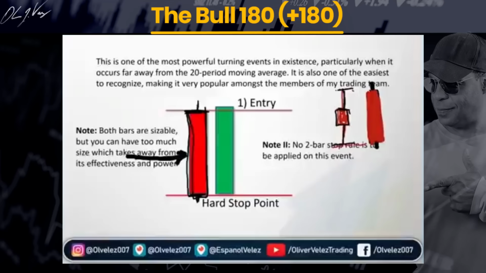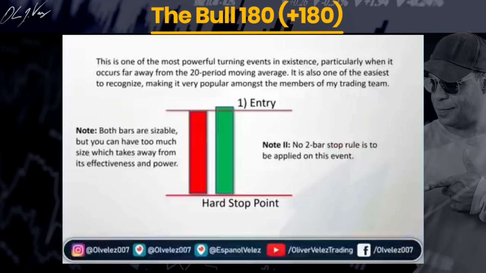Now, this fat red bar is immediately wiped out by an even fatter, longer green bar. Now, this is key, traders. This is the 180-degree turn. This is the 180-degree switch. This is the green immediately overpowering the red by superseding the red's high. Now, this immediate turn is the key to the Bull 180's power.